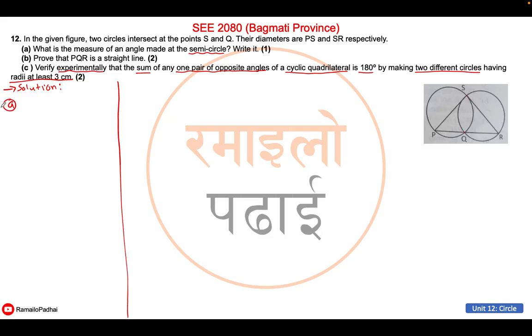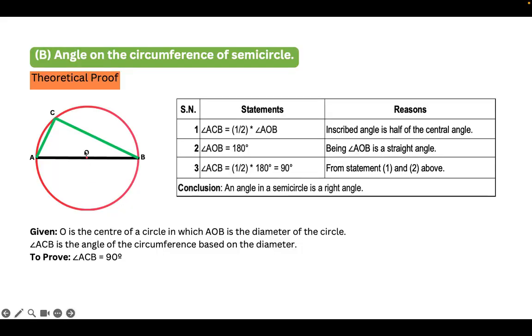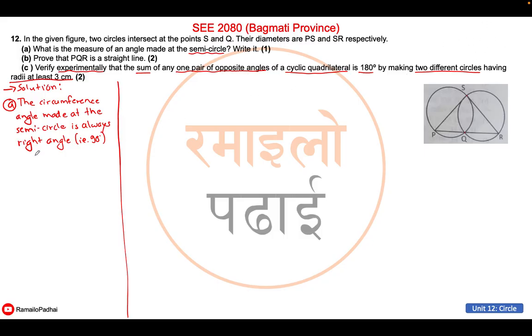In A, what is the measure of an angle made at the semicircle? The circumference angle made at the semicircle is always a right angle, that is 90 degrees. So this is about it. It is the slide from our concept video, and I will link that video on the i-card as well. You can watch that video.